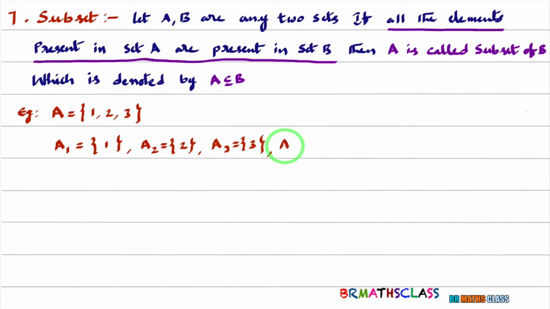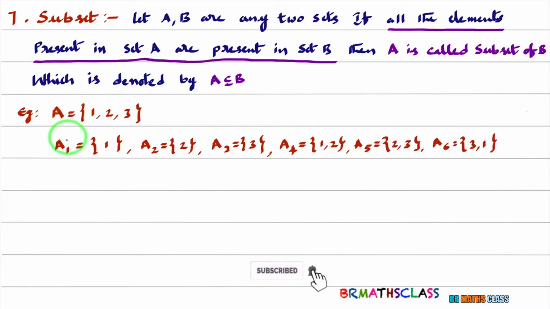I'll write few more subsets of A. You observe the set A4. This set contains two elements, 1, 2. All the elements present in this set are present in A? Yes. So, A4 is a subset of A? Yes, A4 is subset of A.